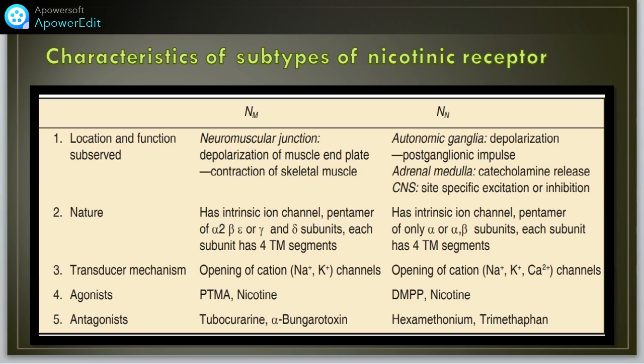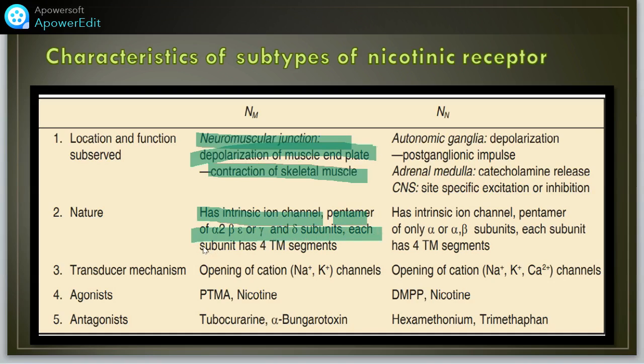Next are characteristics of subtypes of nicotinic receptors. There are two types of nicotinic receptors, NM and NN. Location of NM: neuromuscular junction. It causes depolarization of the muscle end plate and contraction of skeletal muscles. Nature: it has an intrinsic ion channel, a pentamer of alpha 2, beta, gamma and delta subunits.